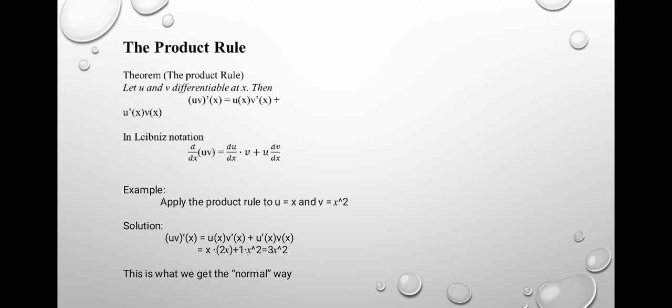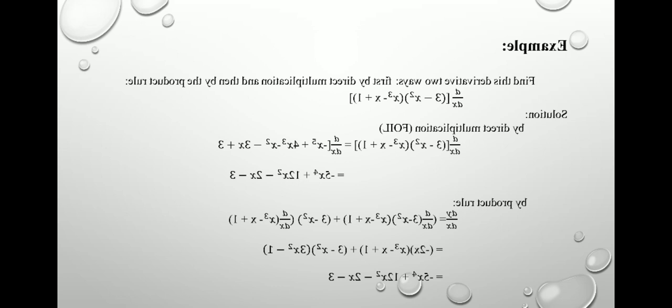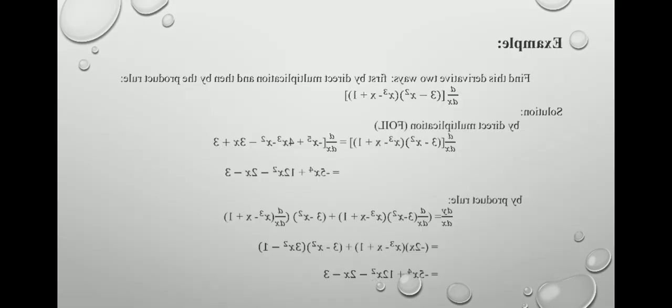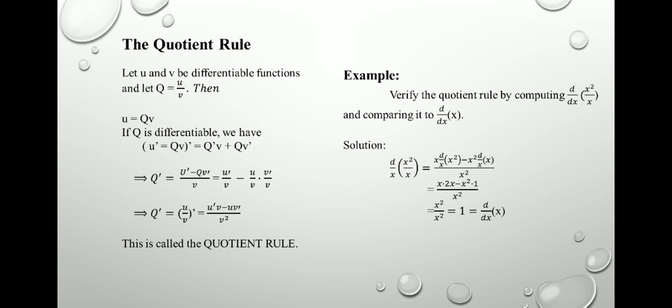The solution is the quantity uv prime of x is equal to u of x times v prime of x plus u prime of x times v of x, which is equal to x times the quantity 2x plus 1 times x squared, which is equal to 3x squared. This is what we get the normal way. I have here the example of the quotient rule.